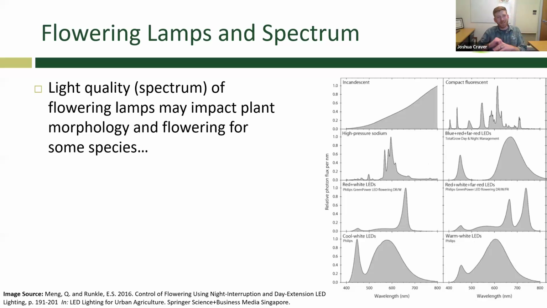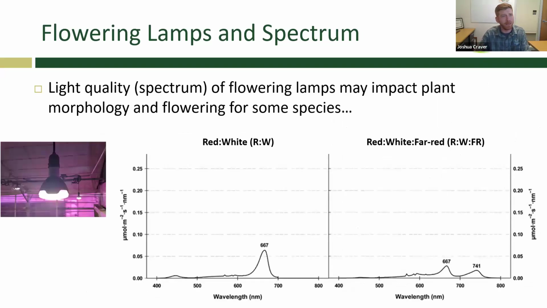What's critical here is that the different spectra of these photoperiodic lamps aren't just manipulating flowering; they can also have a potential impact on the morphology of the crops that we're producing. One of the things I mainly want to focus on is specifically far-red light. I'm showing this figure again of the study that we ran back at Michigan State University in 2019, where we were looking at red-white flowering lamps as well as red-white-far-red. You can see the inclusion of that far-red light in the red-white-far-red flowering lamp.